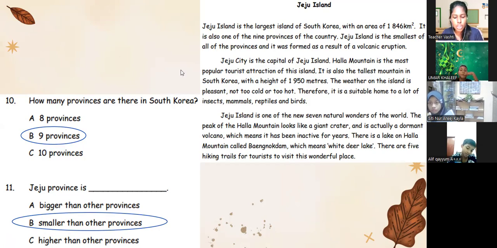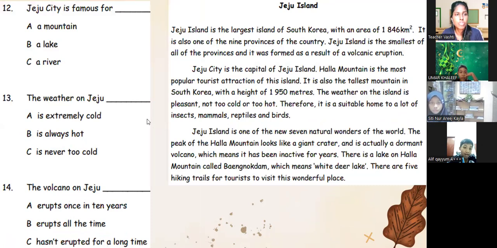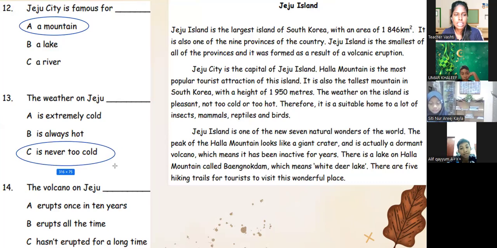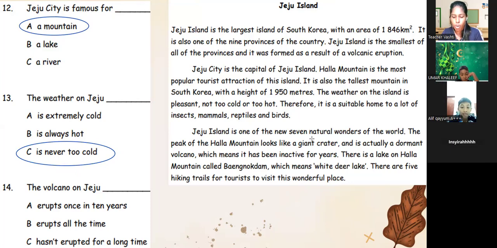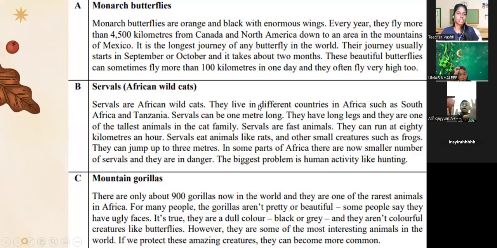Next one, number 12. What is your answer for number 12? A. Good. A mountain. Next one, number 13. The weather on Jeju. C, never too cold, never too hot. Next one, number 14. The volcano on Jeju hasn't erupted for a long time. C. Very good. Your answers should be A, C, and C. Did you get all 5 over 5? Yes? All right, 5 over 5.